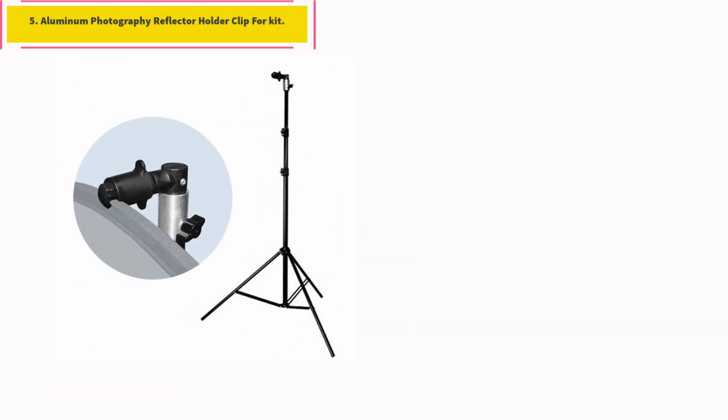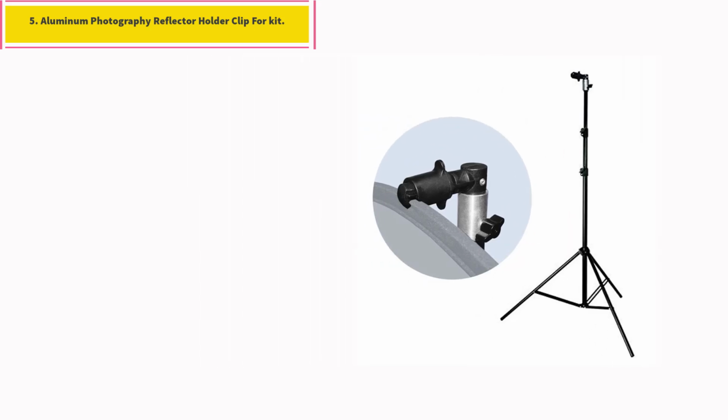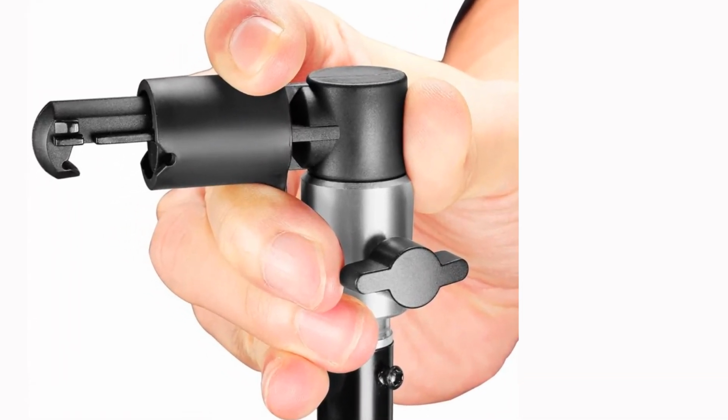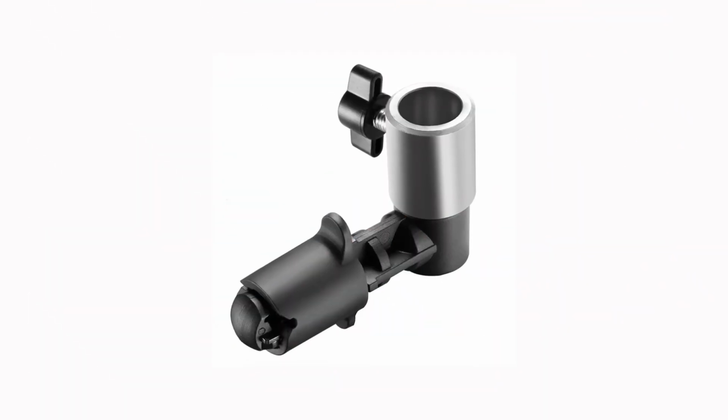Number 5. Aluminium Photography Reflector Holder Clip for Kit. Photography kits. As a vital component of photography kits, this reflector holder is essential for professional grade lighting control. Material aluminium, crafted from robust aluminium, this reflector holder ensures durability and longevity for frequent use.